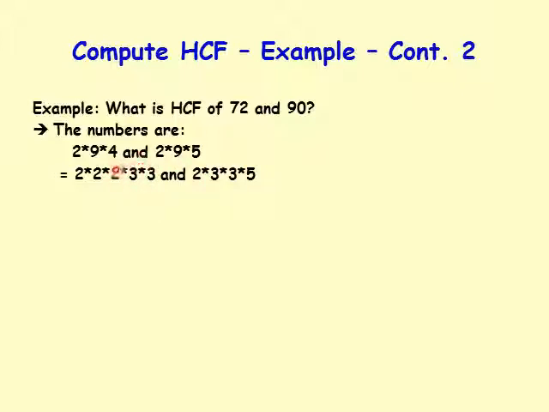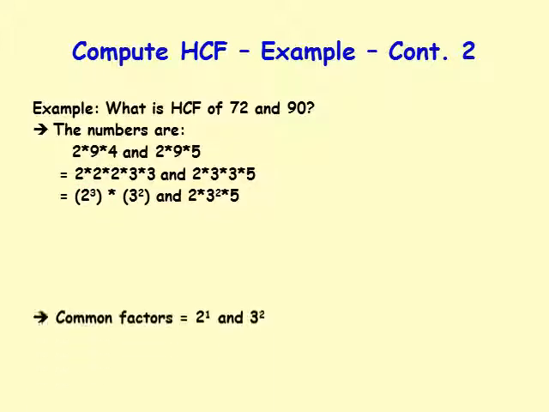So the common part is 2 times 3 times 3. In the first number, 2 appears 3 times and 3 appears twice. In the second number, 2 appears once, 3 appears twice, and 5 appears once. 3 appears twice in both numbers, so that is one of the common factors. And 2 appears once here and 3 times here, so 2 is another common factor.